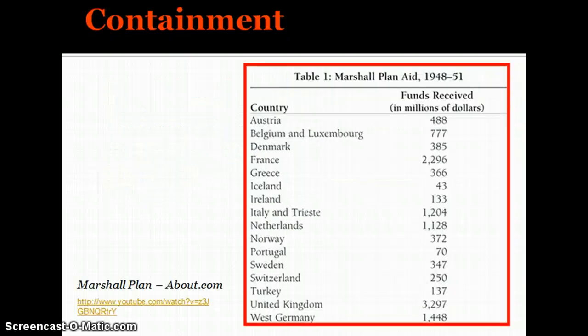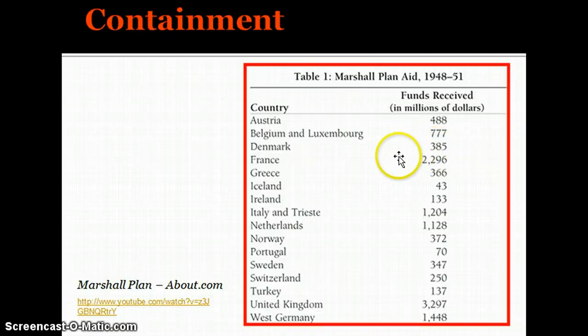This chart displays the amount of funds that had been received in millions of dollars under the Marshall Plan. So if you look closely, Austria, for example, received $488 million from the United States to help them rebuild their economy so that they would not be weak and vulnerable to communists.